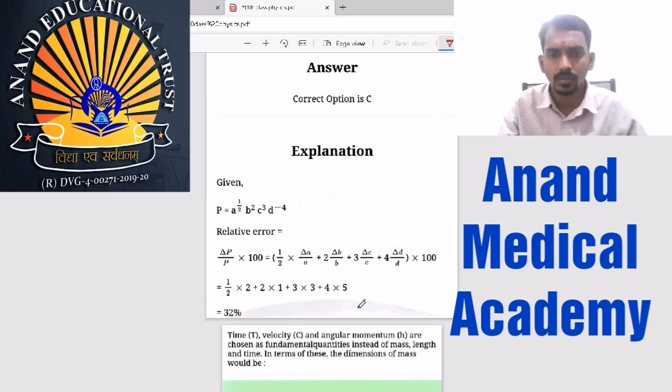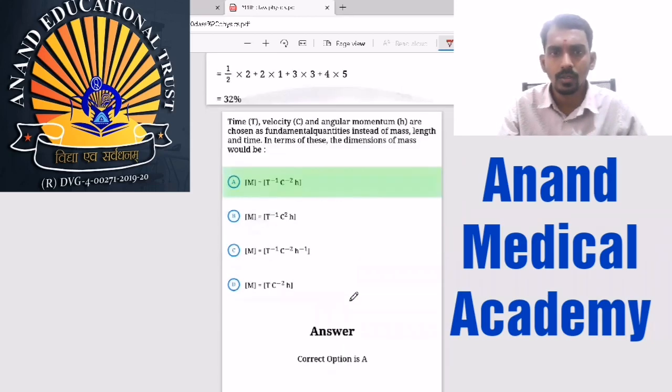Now, next question, when you consider the dimensional analysis. There are three applications of dimensional analysis. One of the applications is finding the relation. They will ask about any one quantity which depends on three other quantities, like here time, velocity, angular momentum. Then they will ask the dimensions for another one, like mass.